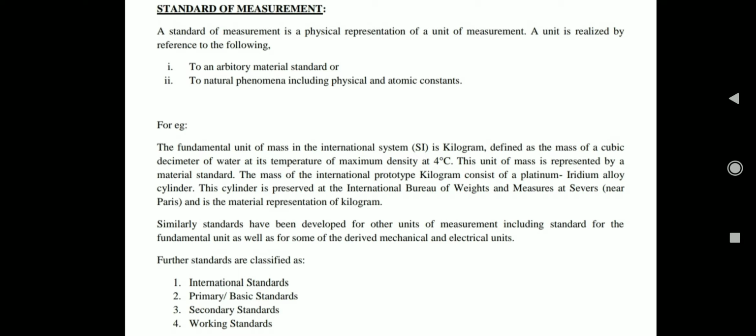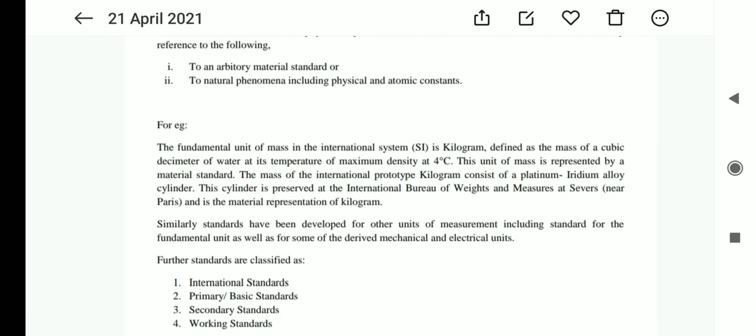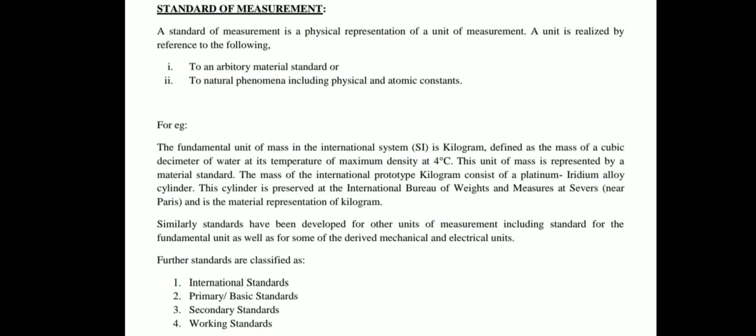To understand the standard of measurement, let's consider an example. Here, the fundamental unit of mass in the international system is the kilogram. This is defined as the mass of a cubic decimeter of water at its temperature of maximum density, that is 4 degrees centigrade. This unit of mass is represented by a material standard, that is a platinum iridium alloy cylinder, which is preserved at the International Bureau of Weights and Measures at Sevres near Paris, and this is known as the material representation of the kilogram. So this is how the standard of kilogram is being maintained.